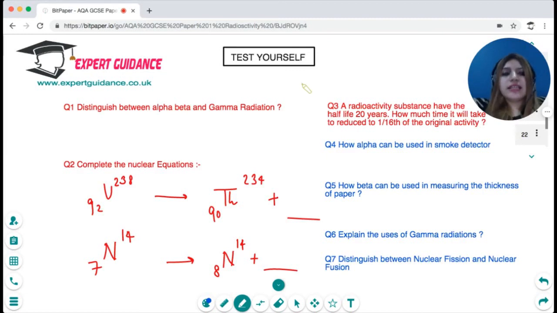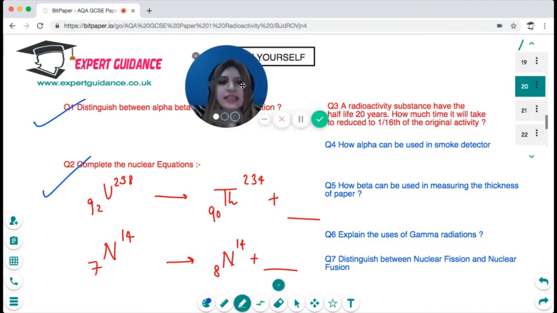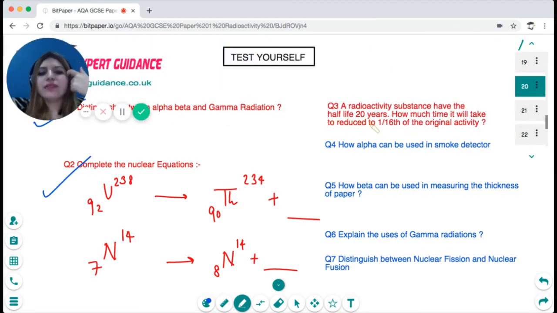Okay, so it's time to test yourself. The first question is distinguish between alpha, beta, and gamma. Then you need to complete this nuclear radiation equation. Then it says a radioactive substance has a half-life of 20 years. How much time will it take to reduce to 1/16 of the original activity?